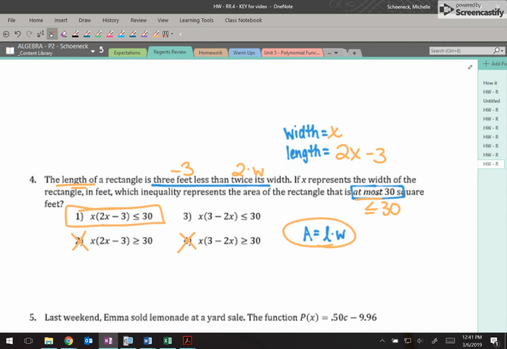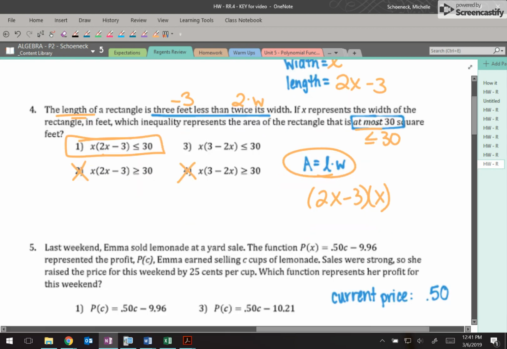Also, we remember that our area of a rectangle is length times width, or 2x minus 3 times x. But we can write it in opposite order because multiplication is commutative.